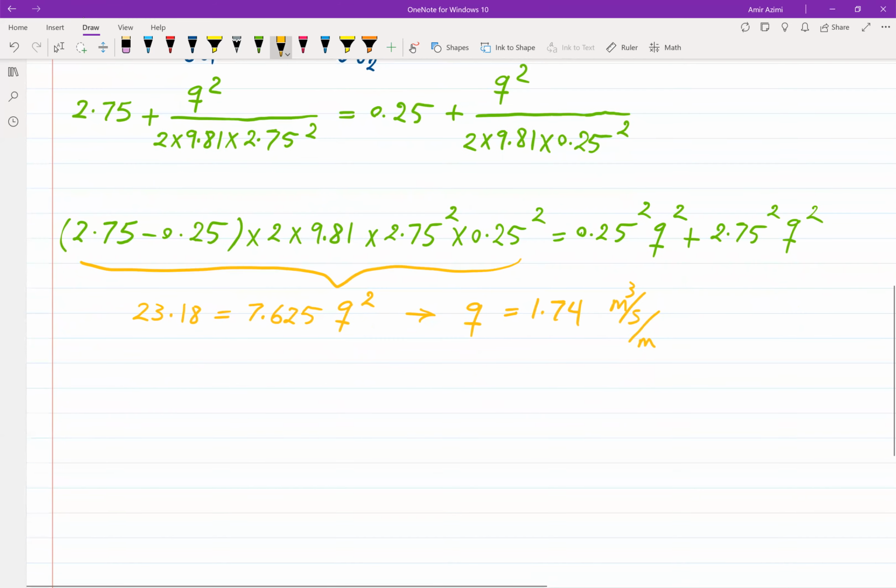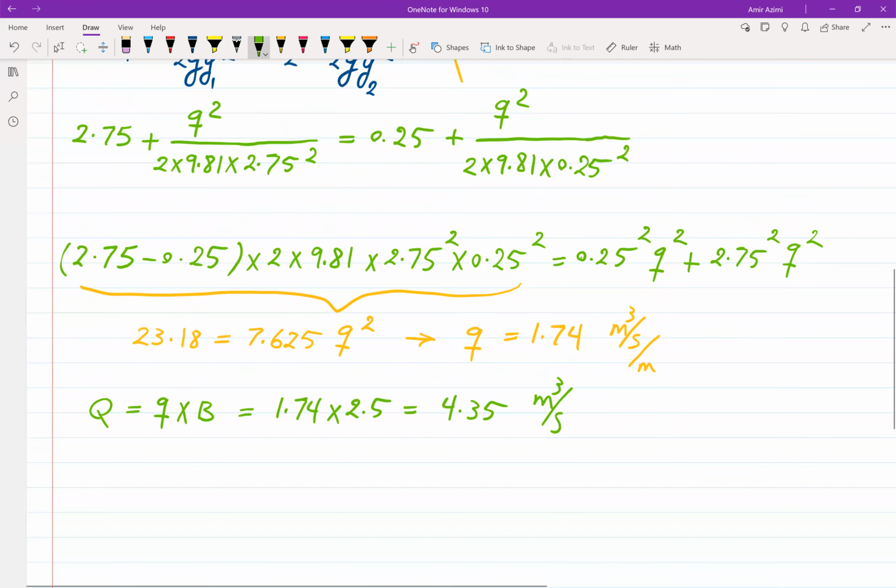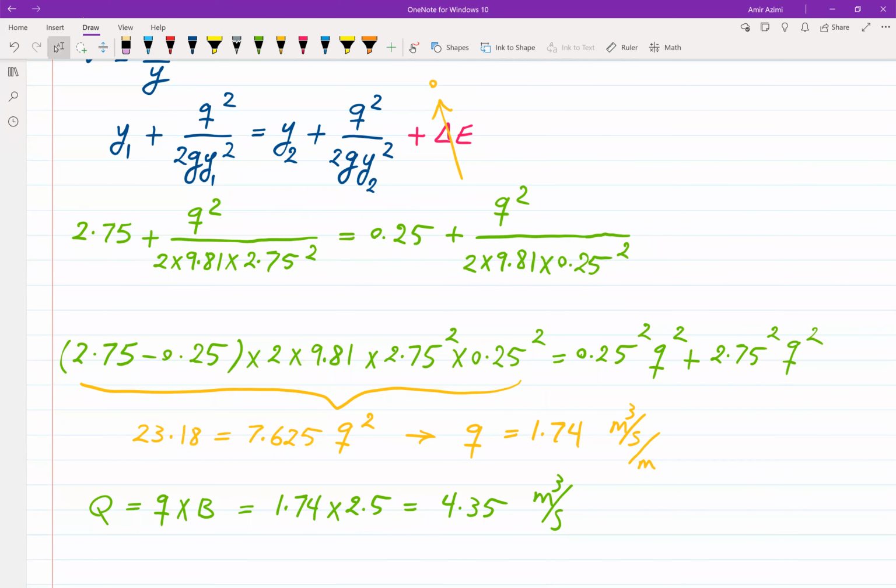Okay, now if you want to calculate the total discharge, then the total discharge Q is equal to the specific discharge times width, which is 1.74 times 2.5, and gives you 4.35 cubic meter per second. So that's part A, when we assume that the energy loss is negligible.